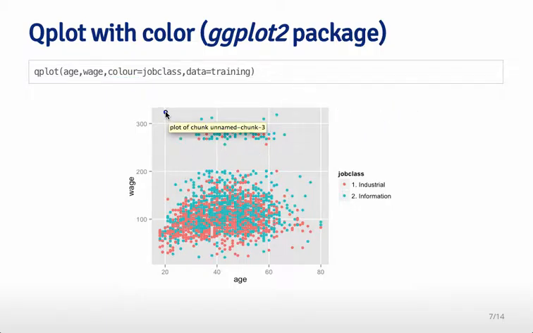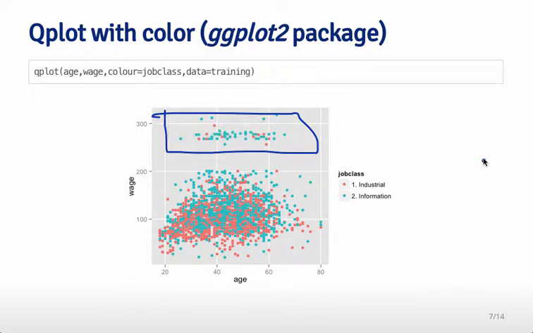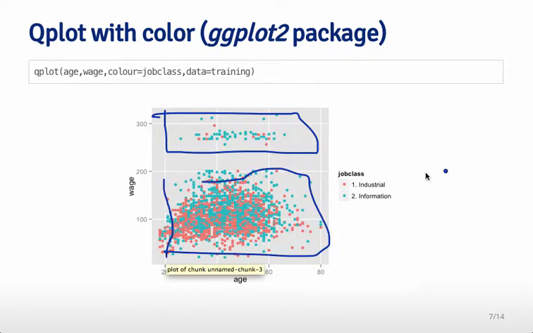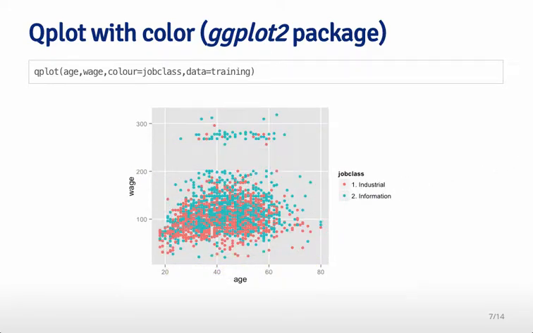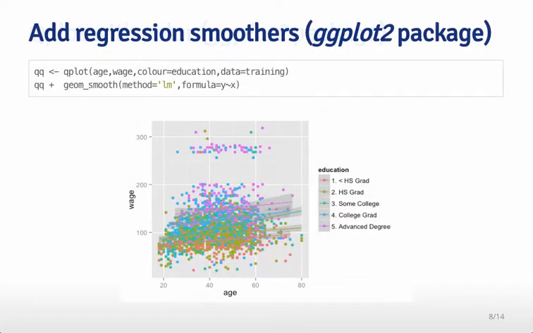And so what you see now is that most of the individuals that are up in this other chunk come from the information-based jobs as opposed to the industrial jobs. So that might explain a lot of the difference here between these two big classes of observations. So this gives you a way to detect variables that might be important in your model because they show variation in the data.